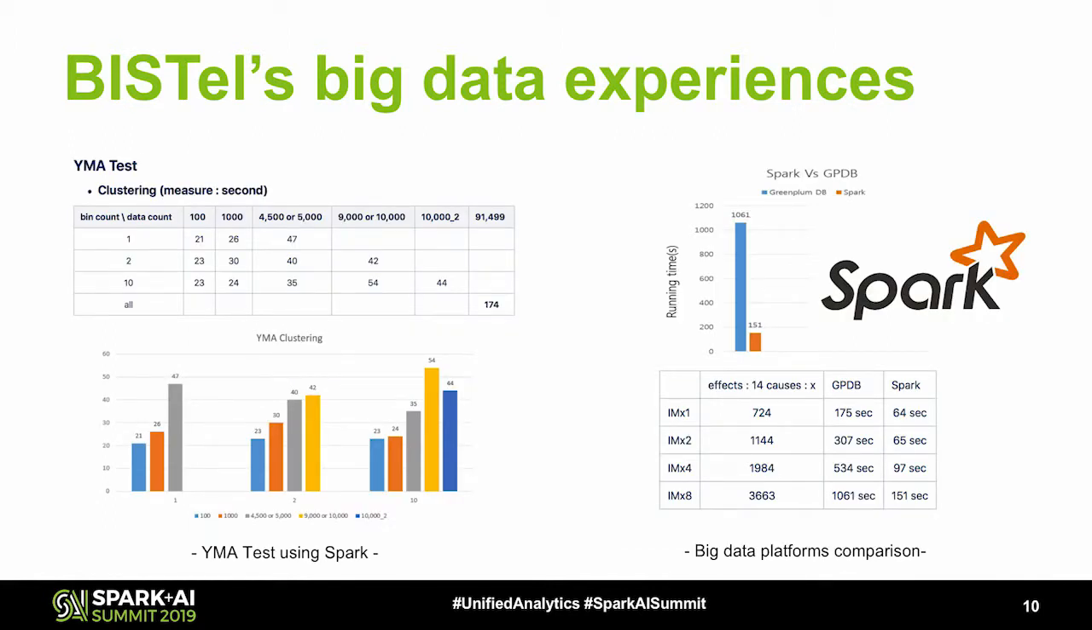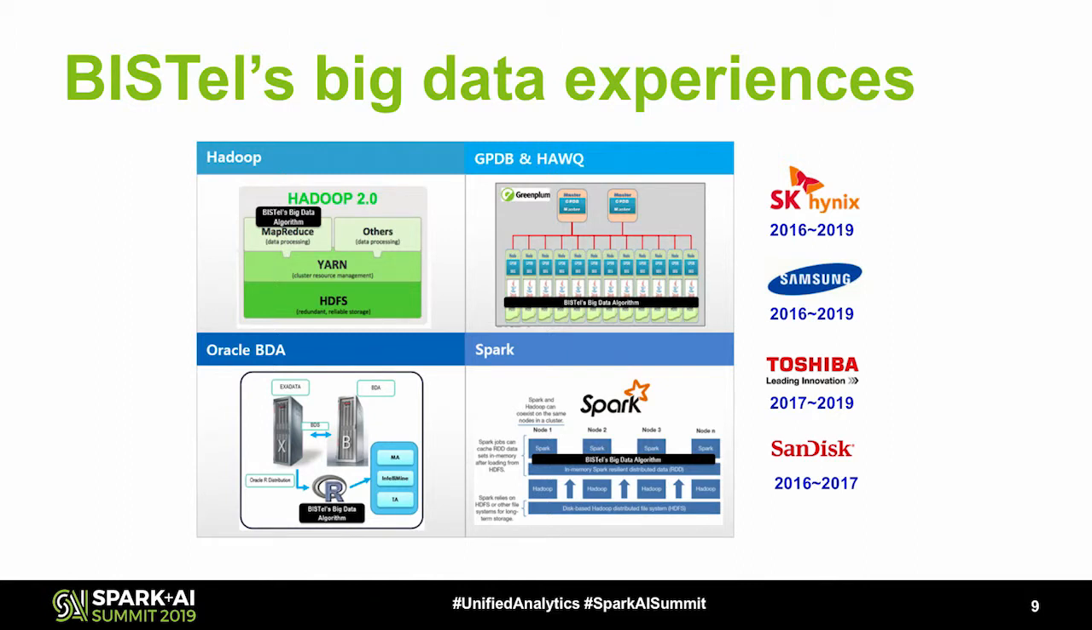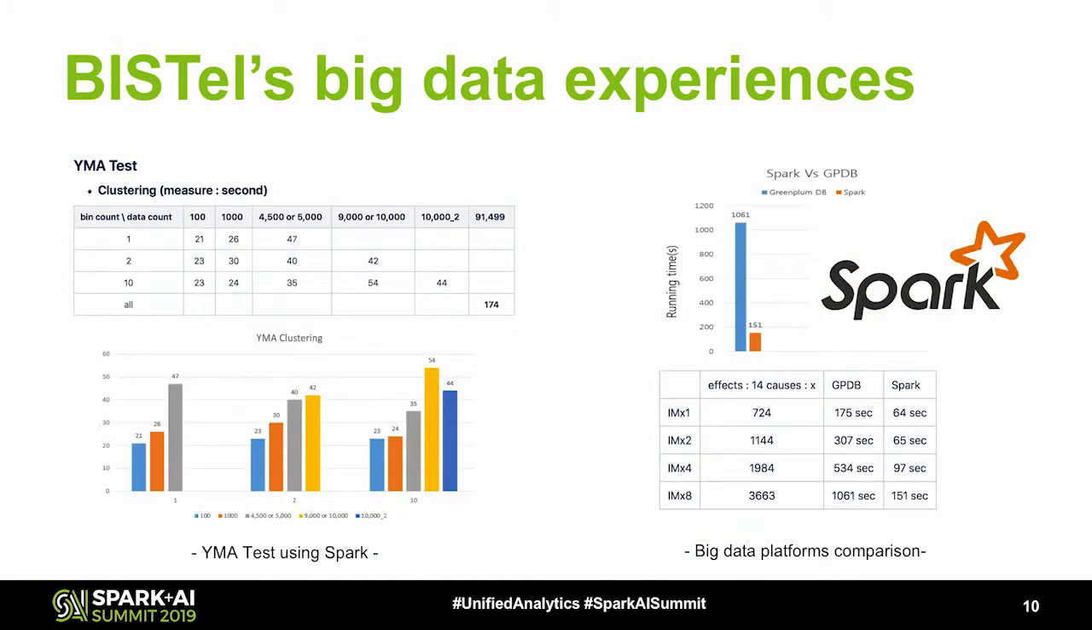For comparing various big data platforms, we experiment performance tests in several ways. These results show the performance comparison between GreenPlum DB and Apache Spark when we use our MA solution. As you can see, the graph, the performance of Spark is about 7 times faster than GPDB in running time perspective. So we finally select Apache Spark as our key big data platform.